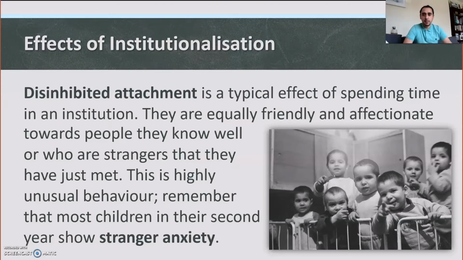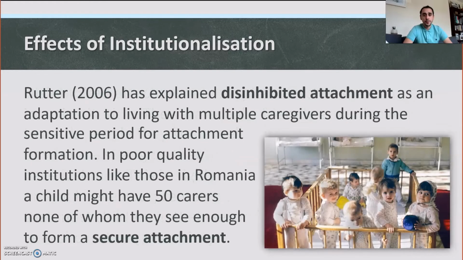Disinhibited attachment is a typical effect of spending time in an institution. They are equally friendly and affectionate towards people they know well or who are strangers that they have just met. This is highly unusual behavior. Remember that most children in their second year show signs of stranger anxiety. These kids showed no stranger anxiety.